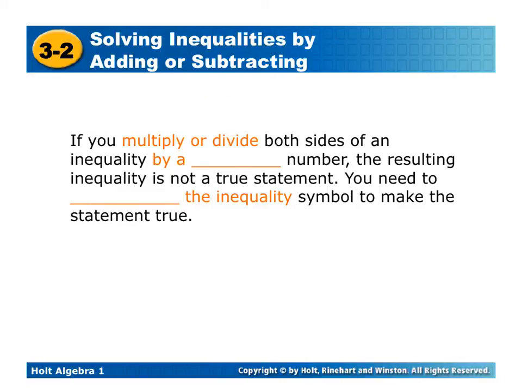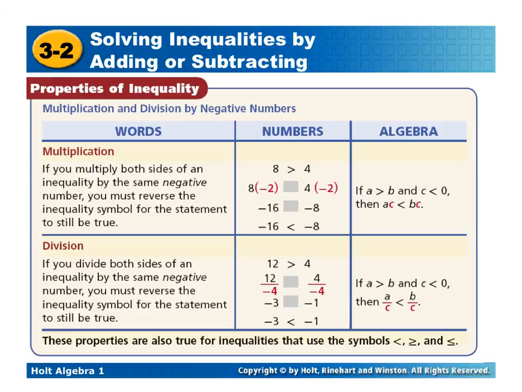Now, the most complicated part about solving inequalities when you're multiplying or dividing is that if you multiply or divide both sides of an inequality by a negative number, the resulting inequality will not be a true statement. We will need to reverse or flip the inequality symbol to make the statement true. So we're going to look through some examples of this.